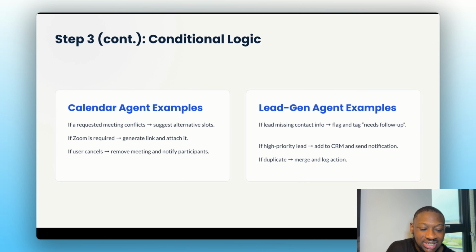Another one could be with a lead gen agent. Let's say a lead is missing contact info. The AI agent would flag and tag that particular lead as needing a follow-up. Another one could be if the lead is high priority. It adds that lead to the CRM and then sends a notification. All this can be done using tools. And finally, one could be if the lead is a duplicate. We merge the lead and then log that action, that this lead was a duplicate, and we merged them into one.